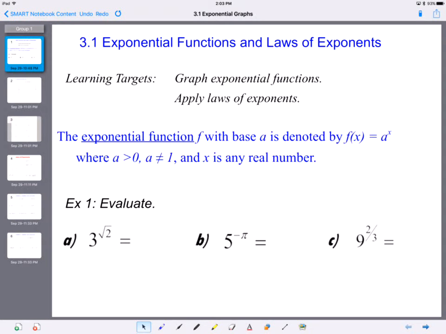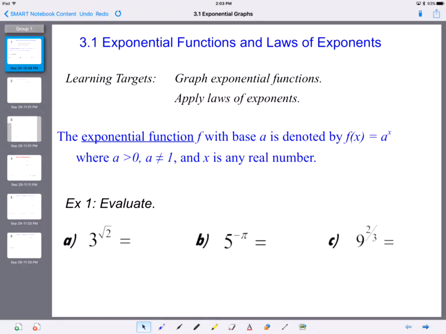Welcome to section 3.1, Exponential Functions and Laws of Exponents. This next chapter we're going to be getting into logarithms, but before we can do logarithms we need to talk about exponential functions because they're inverses of each other. So what we're going to do is graph exponential functions, and we're also going to apply laws of exponents and evaluate and simplify things.